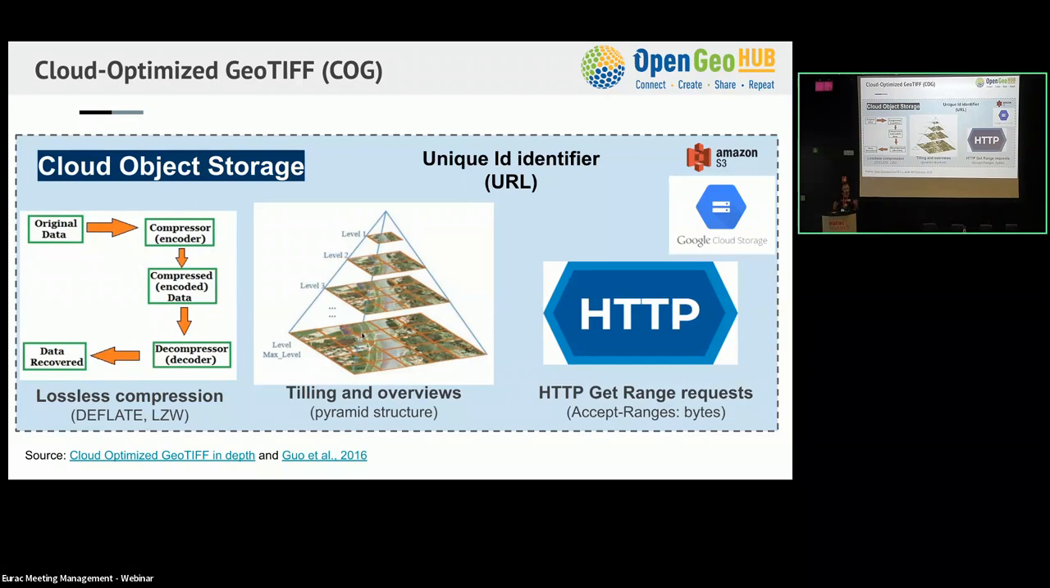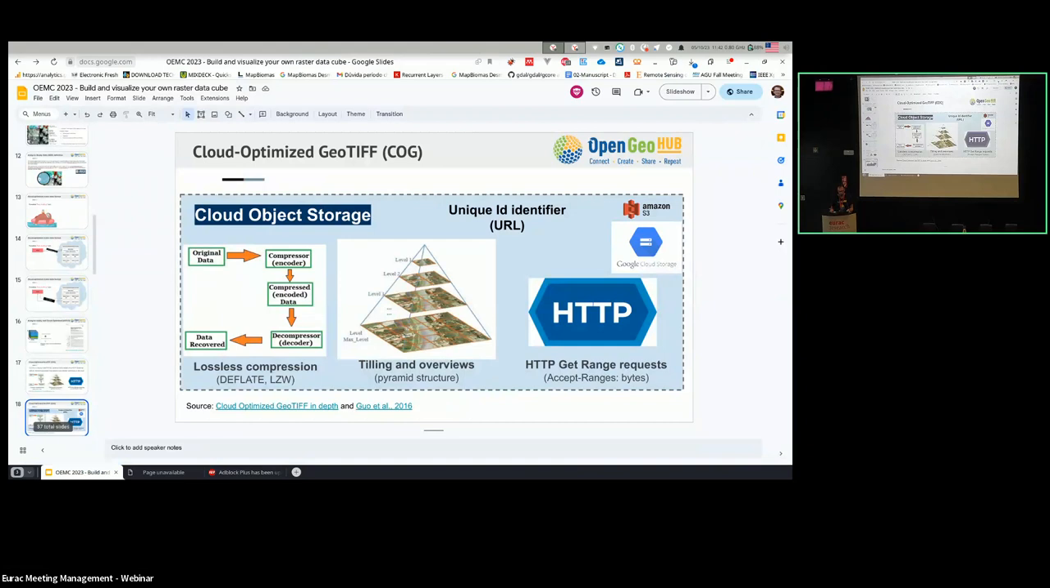And if you think about it, when you put all these technologies together, like cloud native formats, here specifically for Cloud Optimized GeoTIFF, and you host that in cloud object storage, you get a unique identifier, which in this case is a URL. With this unique identifier on the whole internet, you can have direct access, so you can instantly access it and load the data easily through different mechanisms.